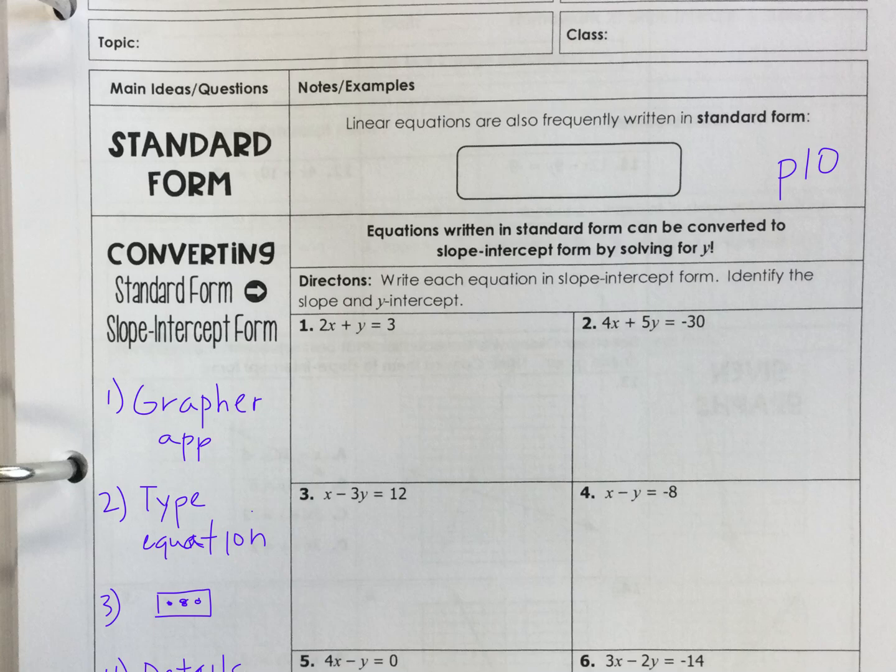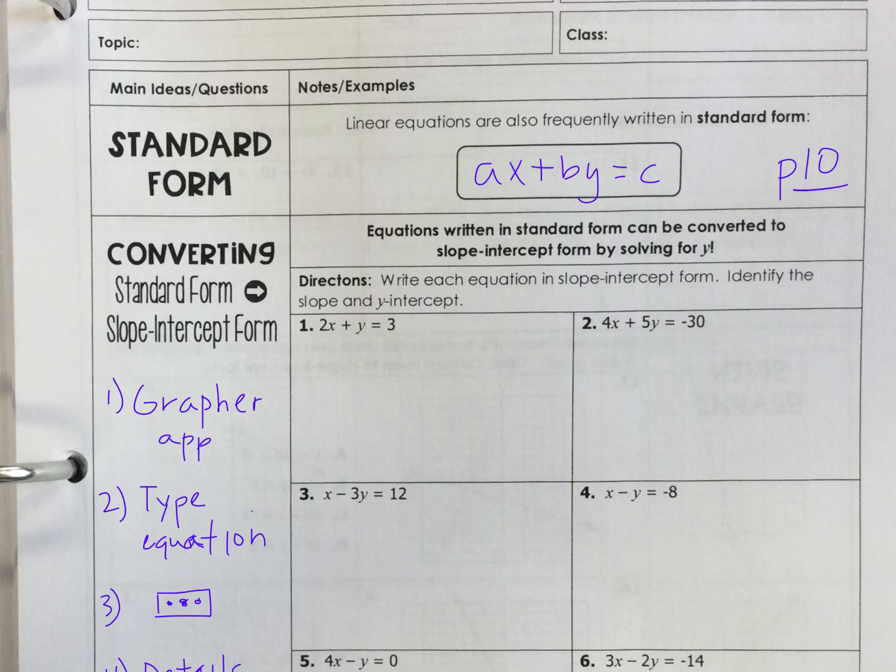All right, we've talked about slope-intercept form. Now we're going to talk about standard form. We are on page 10 in your binder. So the formula for standard form is Ax + By = C.